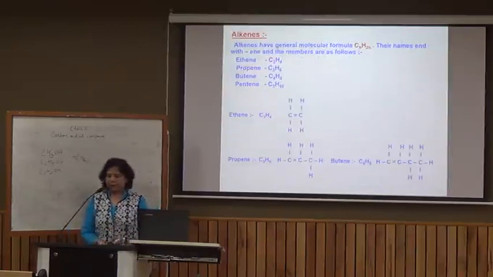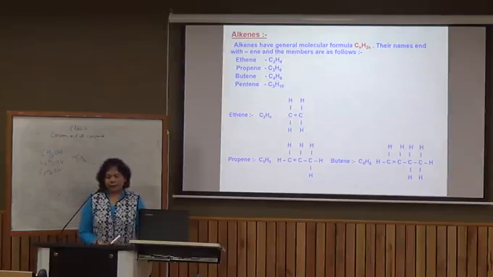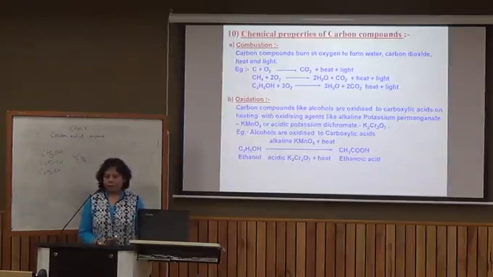As I said, alkenes will be having ethene, propene, butene, pentene. There is a double bond present, so they all show similar chemical properties and they will be having different physical properties. Same way alkynes will be forming a different homologous series having a triple bond there, showing similar chemical properties.